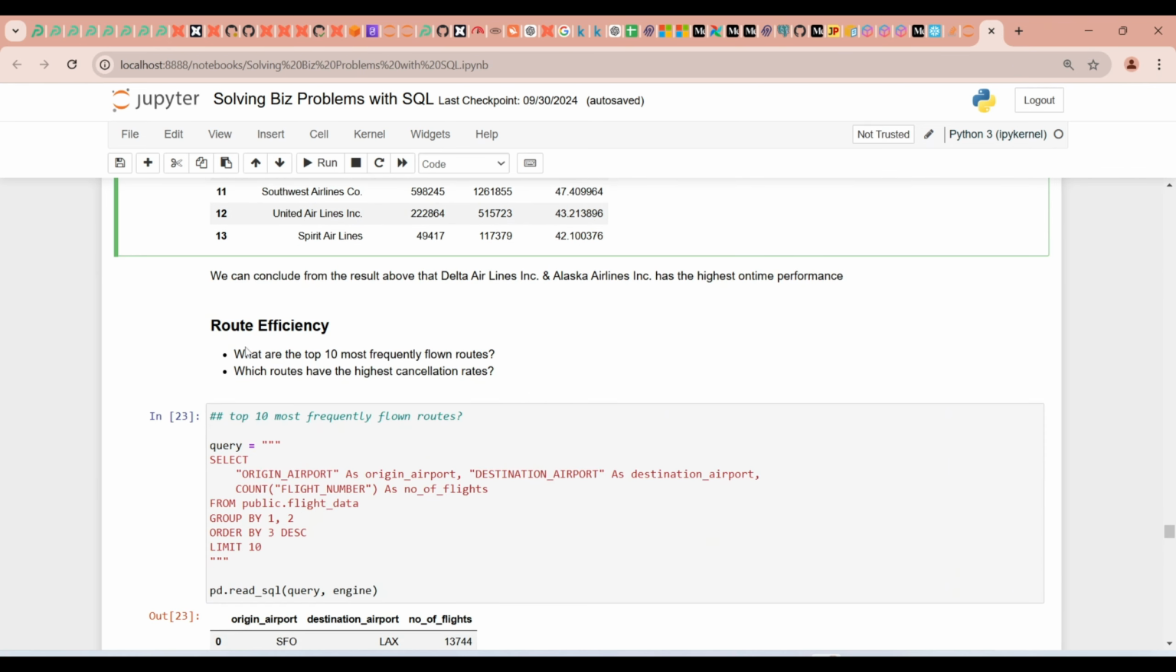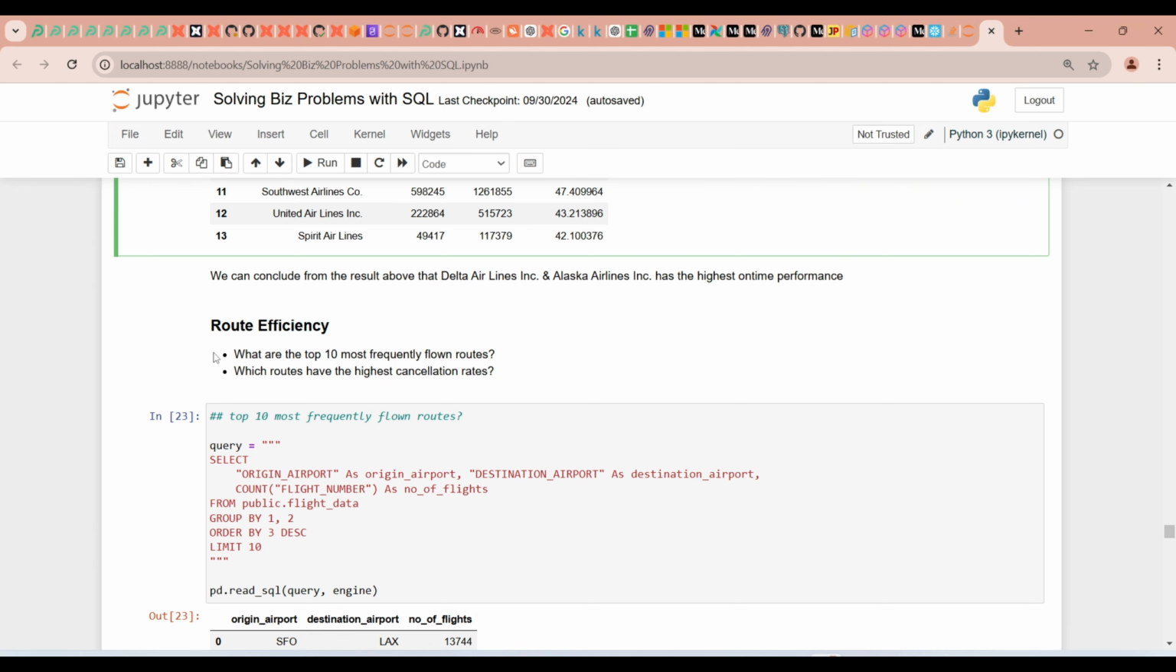Now, route efficiency. Let's look at route efficiency. In this case, we want to ask some questions around what are the top 10 most frequently flown routes. And the second one is which routes have the highest cancellation rate. So how is this going to help passenger decisions and stuff like that?